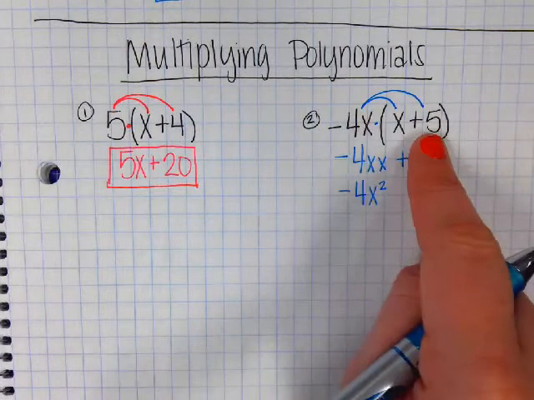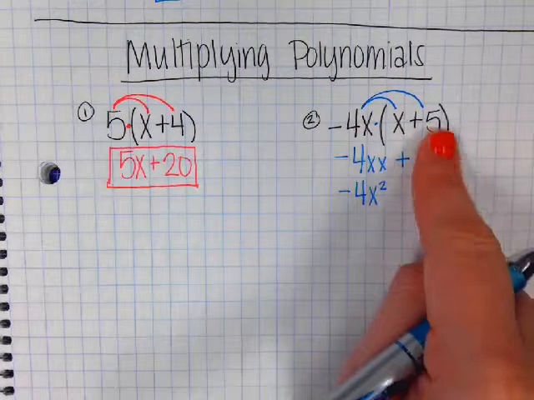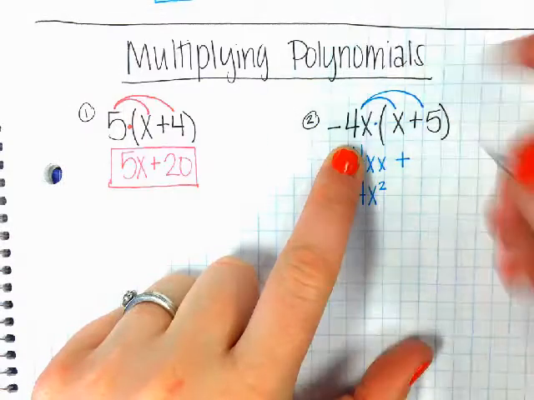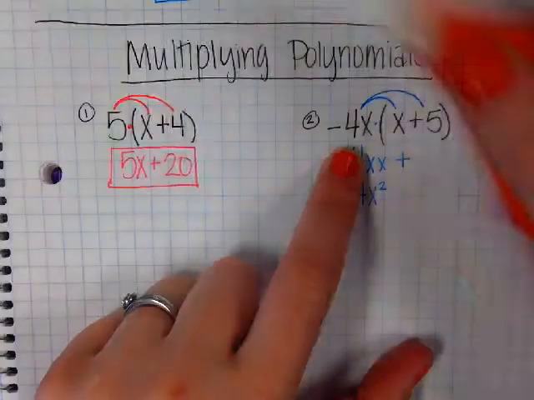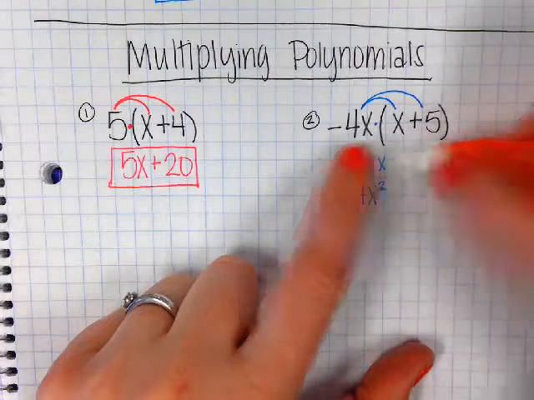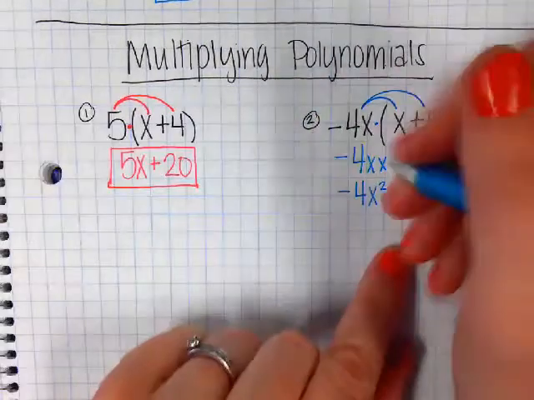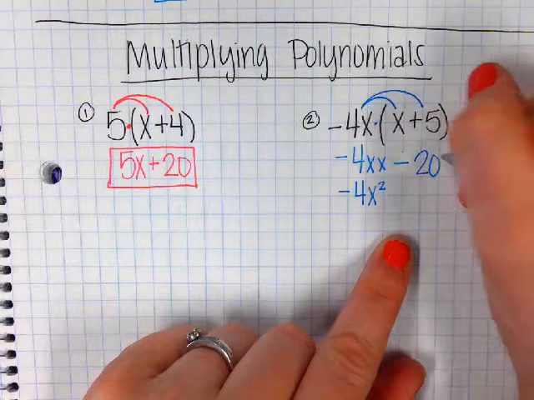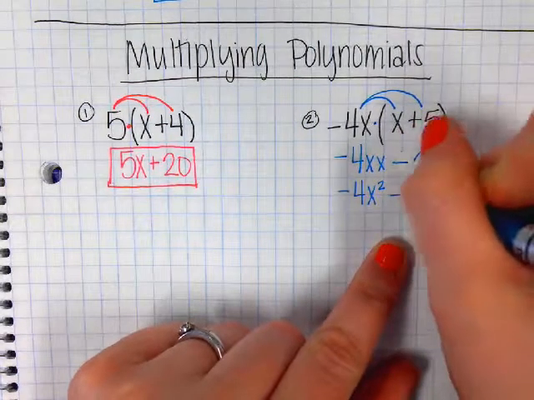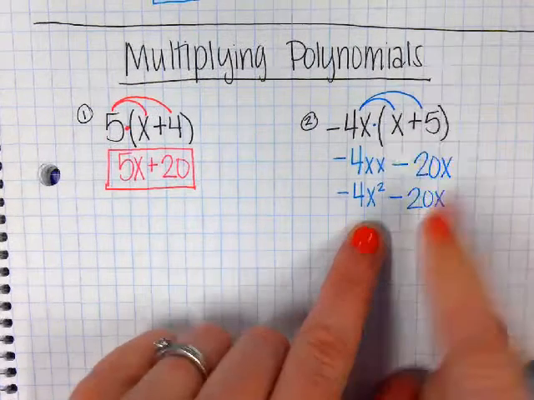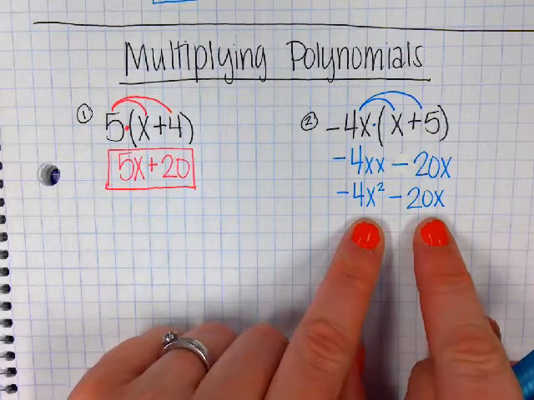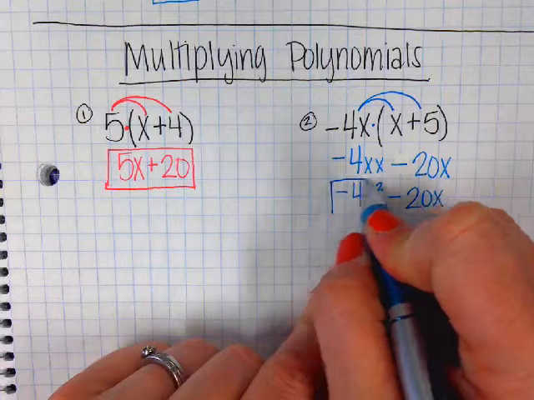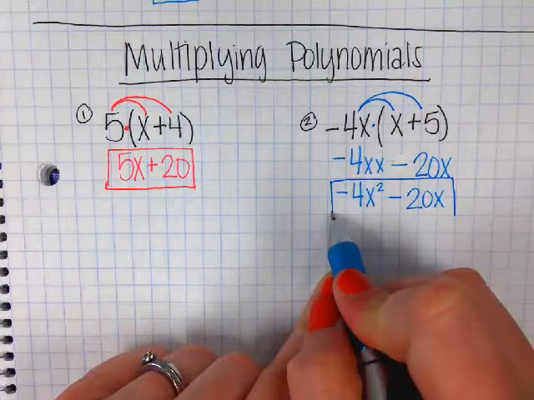Now what's negative 4x times 5? So you multiply the numbers. What's negative 4 times 5? It's negative 20x. So negative is the same thing as subtraction, so it would be negative 20x. Can I combine a 4x squared and a 20x? No. I can't combine x squareds with x's, so that's it. That's as simple as I can get.